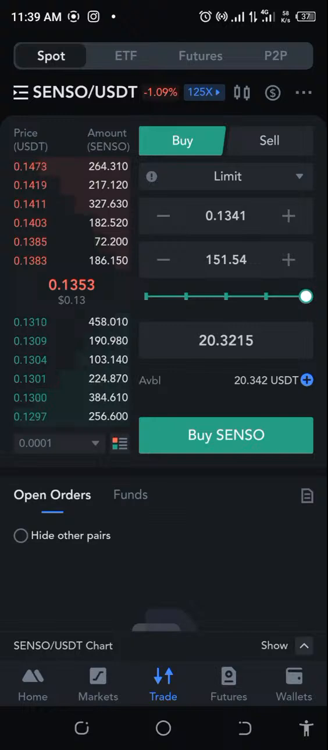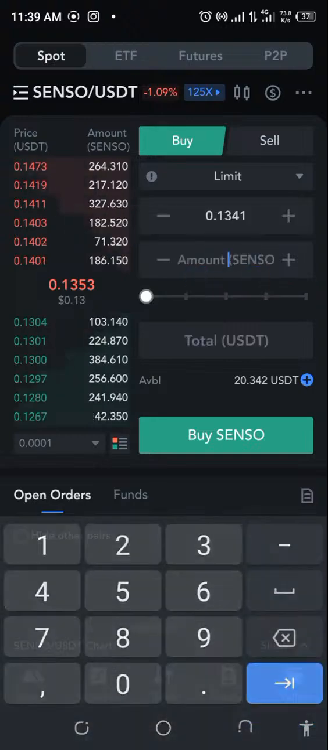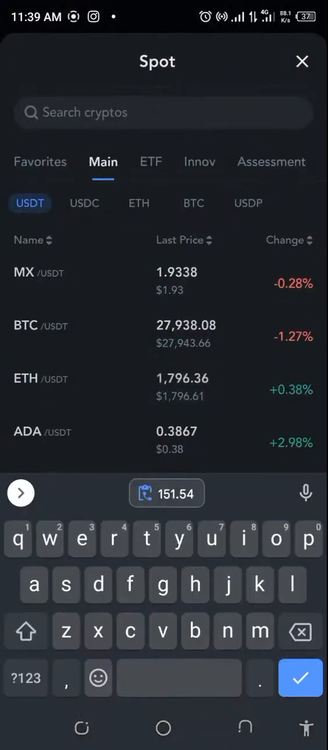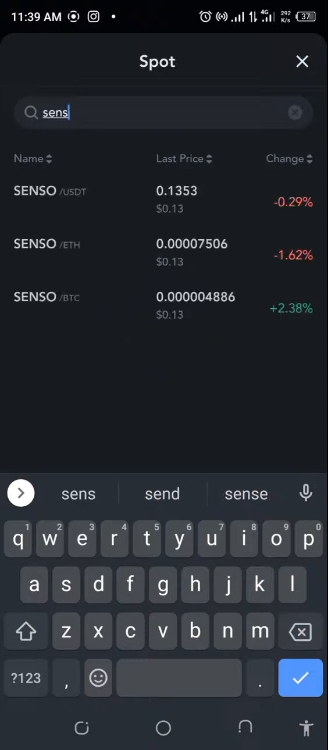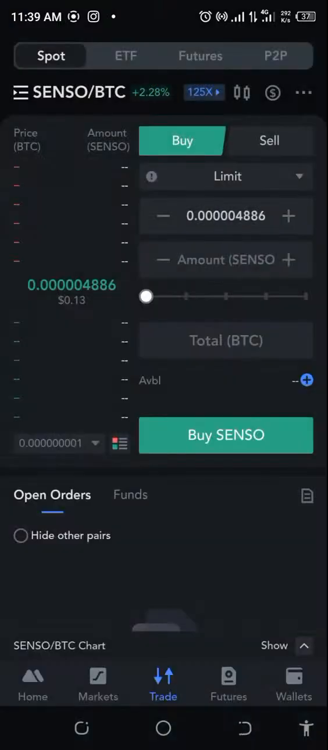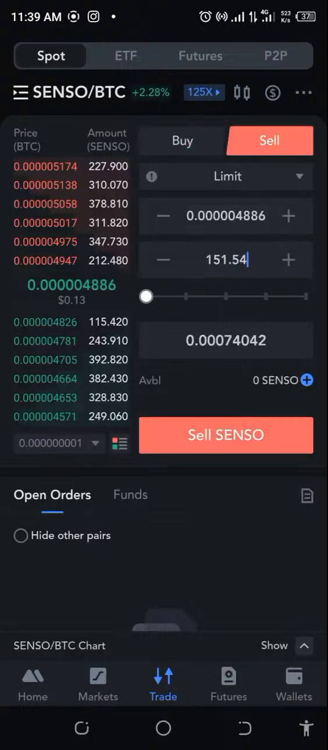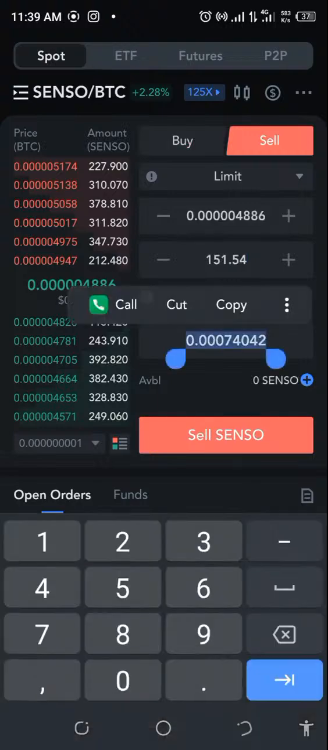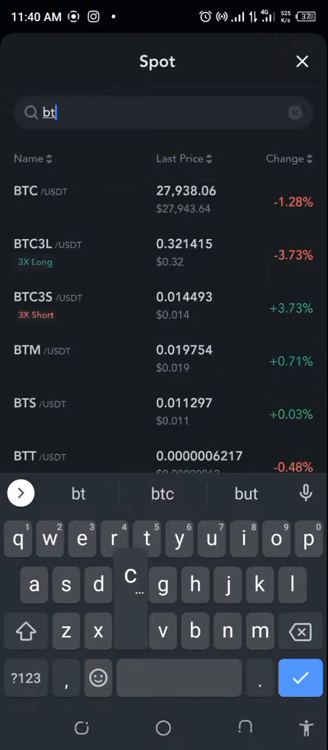So what do we have here? We've got 151.54. Okay, let's copy that, and then let's quickly go and change this to SENSO BTC. So let's quickly change that and see what we get. Okay, so we put that in there, and then we copy that out, and then quickly go over to BTC.